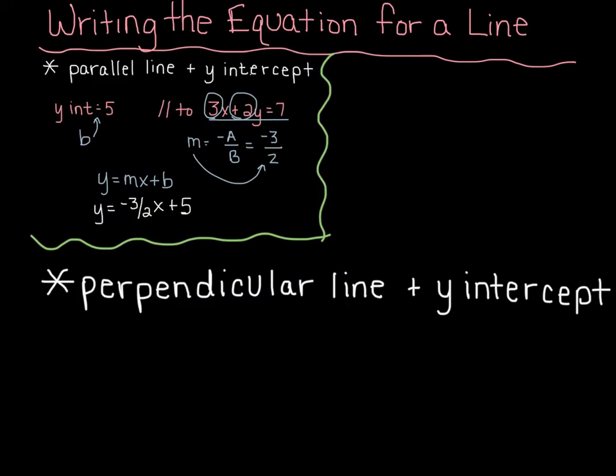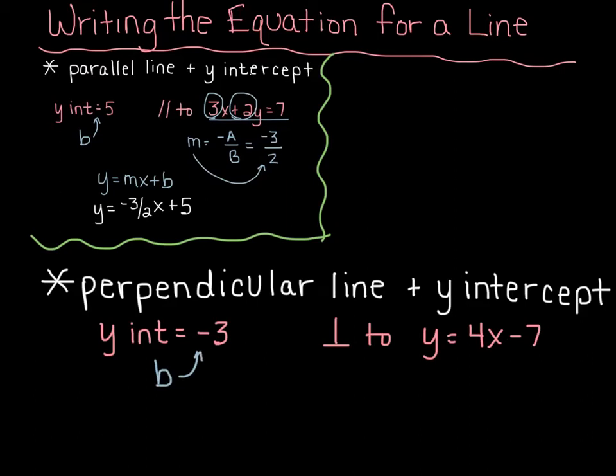Almost as straightforward as that would be if I were to hand you a line that's perpendicular plus the y-intercept. So again, just like before, I'm handing you a y-intercept. This time I'm just giving you a line that's perpendicular instead of a line that's parallel. So again, I'm handing you a y-intercept, and I'm giving you the line that it's perpendicular to. So this is my b, and I'm going to pull my slope from this perpendicular line. My slope's going to come out of there.